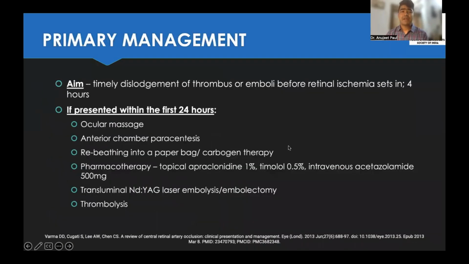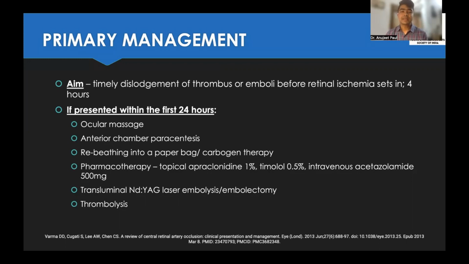The aim of primary management is to dislodge the thrombus or the emboli before retinal ischemia sets in, which roughly takes about 4 hours. On careful examination, if the patient presents in the first 24 hours, and if a thrombus is located, we can go for an ocular massage, which may be done with a gonio lens at the slit lamp, providing gentle pressure for a couple of seconds and then removing it and then providing it again. This has shown some results in dislodging a thrombus.